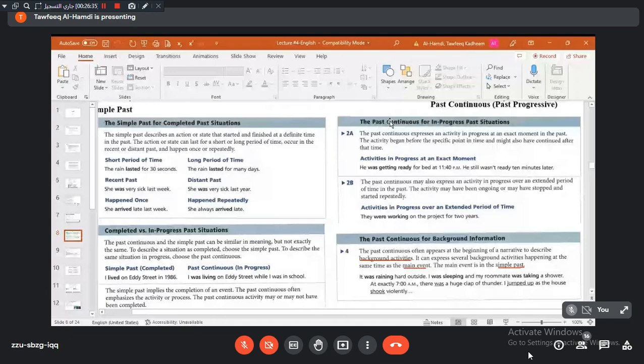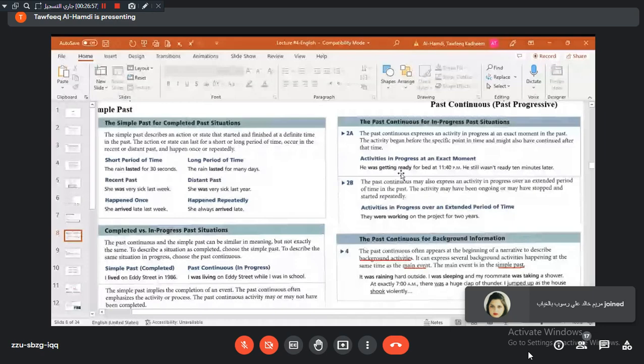For example, the past continuous can be used to talk about activities in progress at an exact moment. I can say, for example, he was getting ready for bed at 11:40 p.m. He still wasn't ready 10 minutes later. The past continuous or the past progressive may also express an activity in progress over an extended period of time in the past.